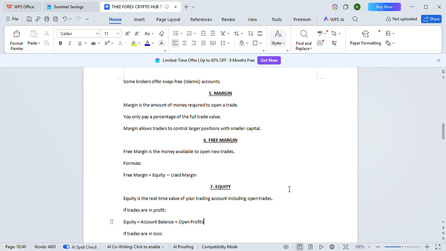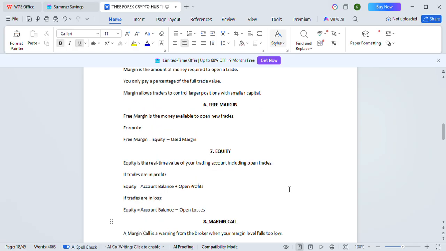So when you go to your MetaTrader and click on trade, remember we have placed some trades when I was demonstrating how to execute them. You click on trade and start checking where we have balance, equity, free margin, margin. You are going to see all these things there. Okay, let's go to the next one, equity. What is equity? Equity is the real-time value of your trading account.